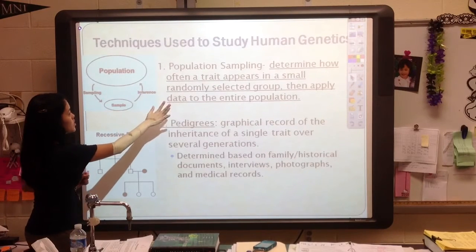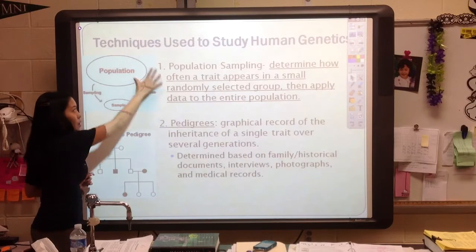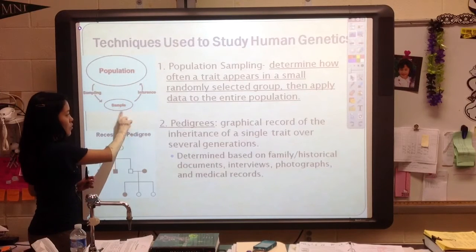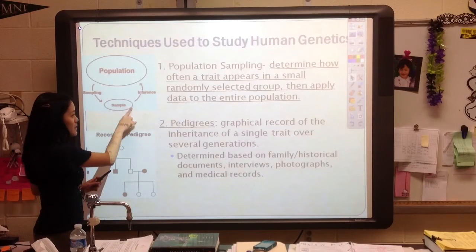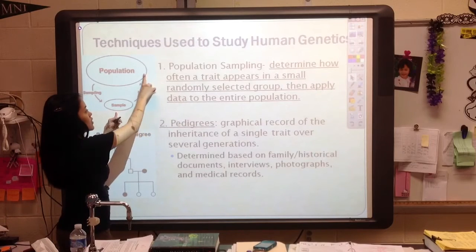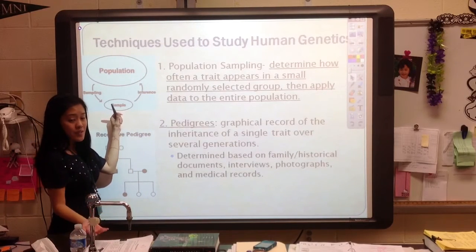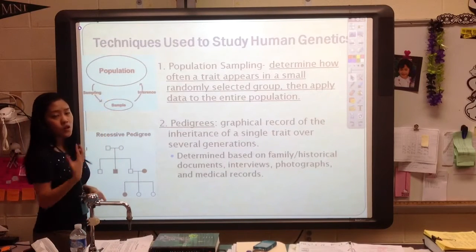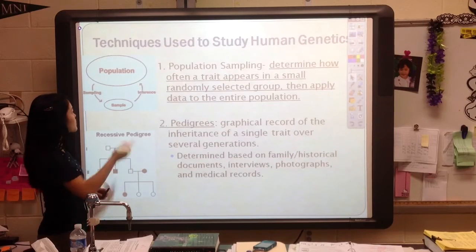In a population sampling, what you do is you take a small sample from the main population, maybe all of Charlotte, take a small sample. Once you get your small sample, you can take the data from your small sample, and then you can create an inference on what would apply to the rest of the population. For example, in all of Charlotte, how many people are hemophilic? How many people have the blood clotting disorder?